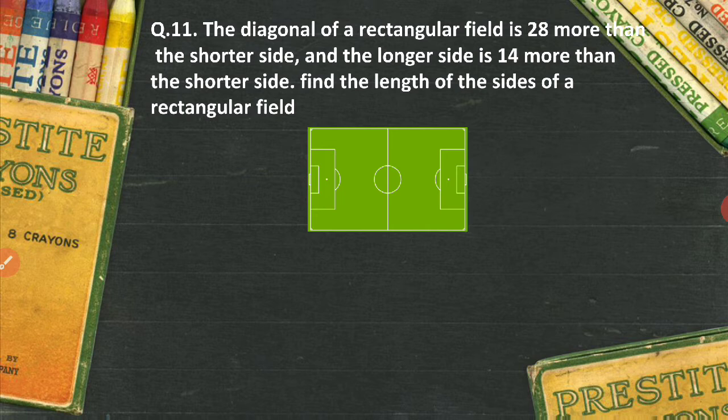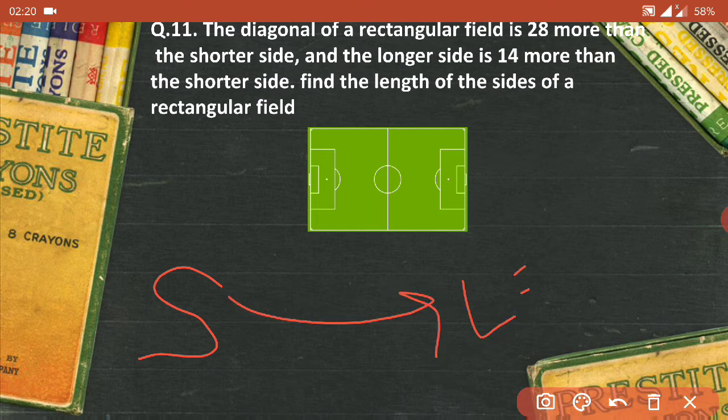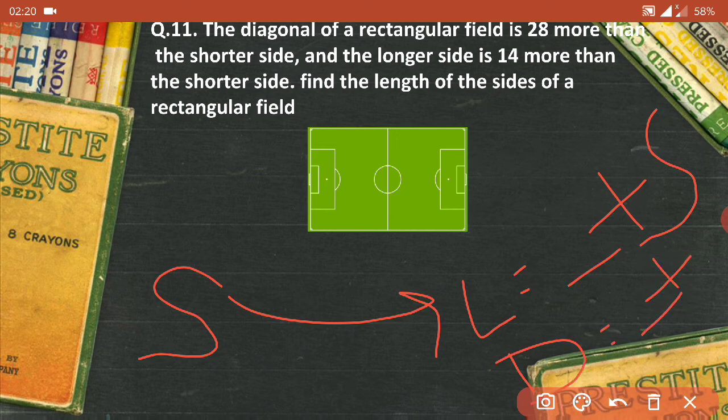So if you read it carefully, you can understand that they are keeping the shortest side of the rectangular field as the base, and then they are describing about the diagonal and the longer side. I hope this part is clear. So they have taken that shorter side has some value, okay, and longer side will be some number plus the shorter side. Similarly, the diagonal is some number plus the shorter side.